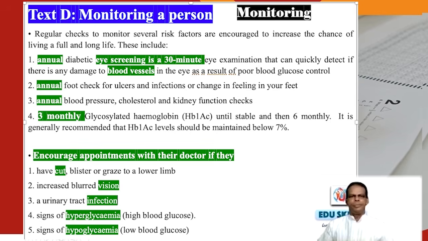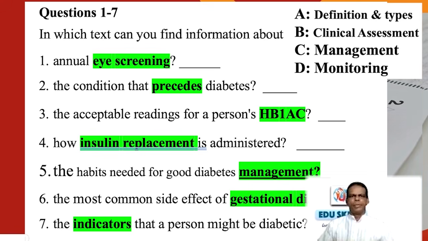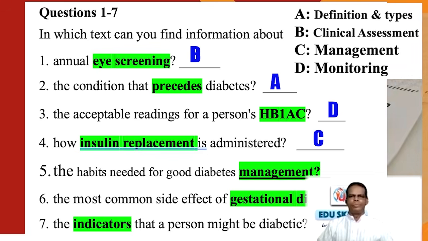Now let's see, this is first questions 1 to 7. The first one is description or definition. A, B is clinical assessment. C, management. D, monitoring. Annual eye screening, where does it come? B, what precedes diabetes? Precondition of diabetes, where does it come? Definition. Insulin replacement is management. And habits needed for good diabetes management.